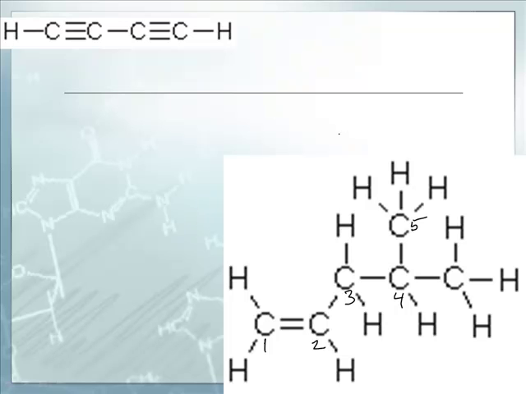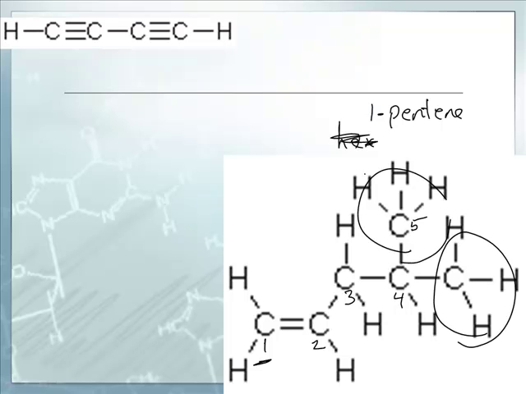So his last name would be hex... nope, 5. Sorry, pentene. And this is going to be a 1-pentene, and then I've got a branch. This branch right here is on carbon number 4, so it's going to be 4-methyl-1-pentene.